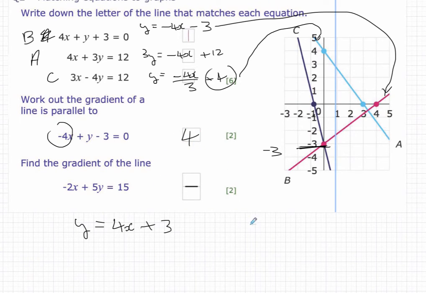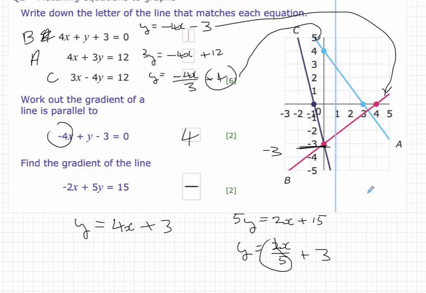Find the gradient of this line here. Okay, so there we're going to have 5y equal to 2x plus 15. So we want y on its own. So y on its own is equal to 2x over 5 plus 3. We're looking for the gradient, which is basically this 2/5.